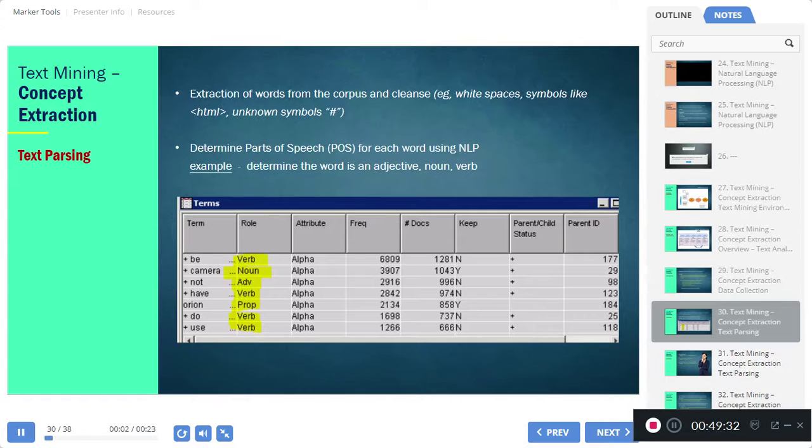Text parsing. Extraction of words from the corpus and cleanse. Example, white spaces, symbols like HTML, unknown symbols like hash. Determine parts of speech, POS, for each word using NLP. Example, determine the word is an adjective, noun, verb.